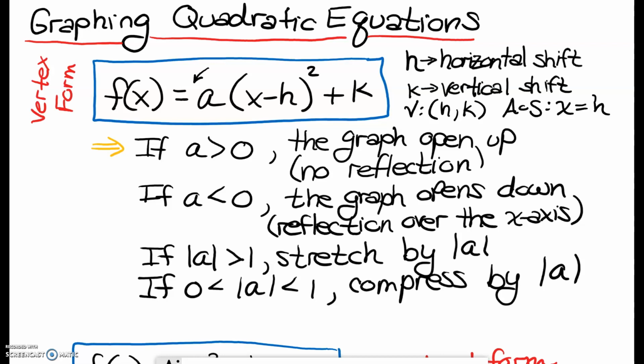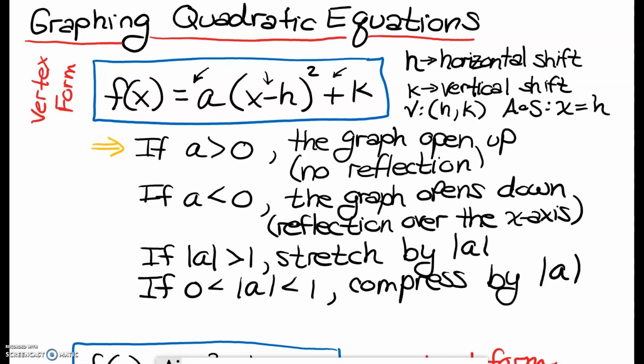So h still is our horizontal shift, k is still our vertical shift. I still need this negative in here, and I need the positive right there. If h is positive, the graph moves to the right. If h is negative, it moves to the left. If k is positive, it moves up. If k is negative, it moves down. Our vertex is still h comma k, and our axis of symmetry is still a line, and its equation is x equals h.